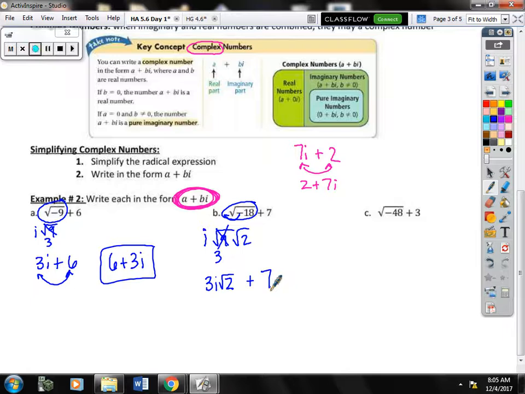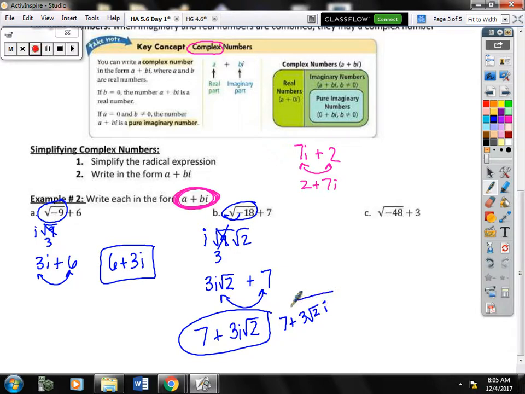And we do need to flip that around so that the real part comes first. I also don't care if you were to write it as 7 plus 3 square roots of 2i. Either one is fine by me. You'll see it both ways with an answer key, but these are all being multiplied together, so the order in which you write them doesn't actually matter.